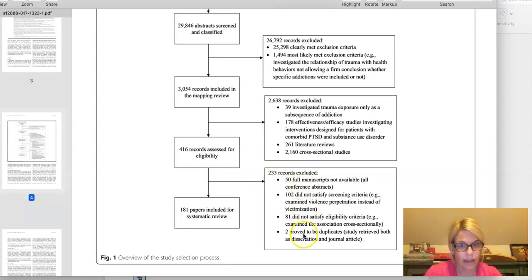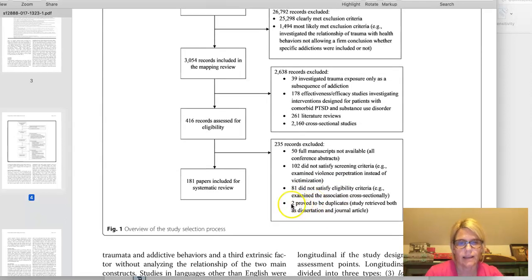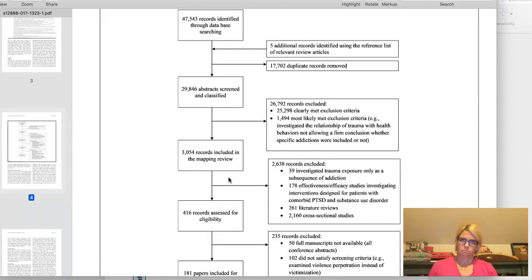And so here again, they have the exact reason. So for 50 of them, the manuscript wasn't available. 102 didn't satisfy the screening criteria. 81 didn't satisfy eligibility. And then they found also 2 more were duplicates. So these duplicates kind of snuck by from that original one where they didn't see them for whatever reason. So then from there, they ended up with 181 papers included in the systematic review. So this is a really big systematic review. 181 articles to review and synthesize is enormous.